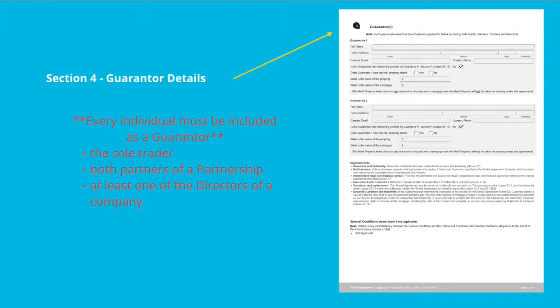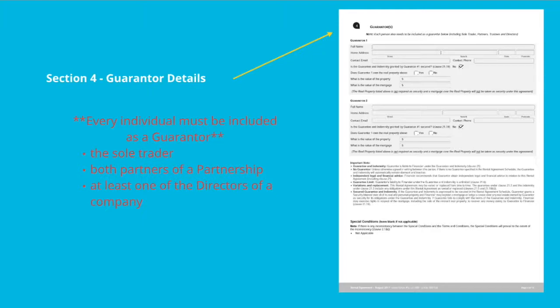Number 1, there needs to be a guarantor on every application. And 2, the individual or the individuals that represent the business must be included as guarantors. So for example, if the borrower is a sole trader, that sole trader will be the guarantor. If it is a partnership, then both partners will be included as guarantors. If you happen to get a partnership that has 4 partners, then all 4 partners would be included as guarantors.